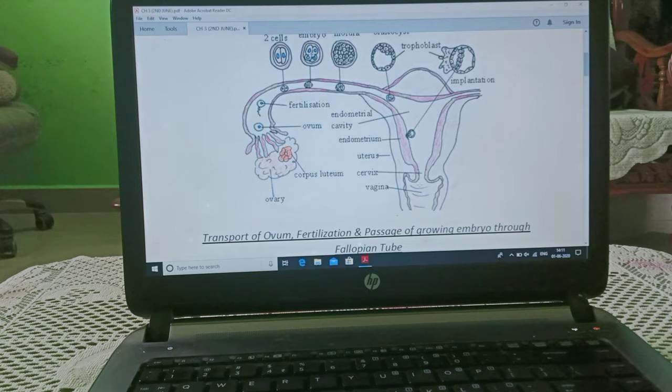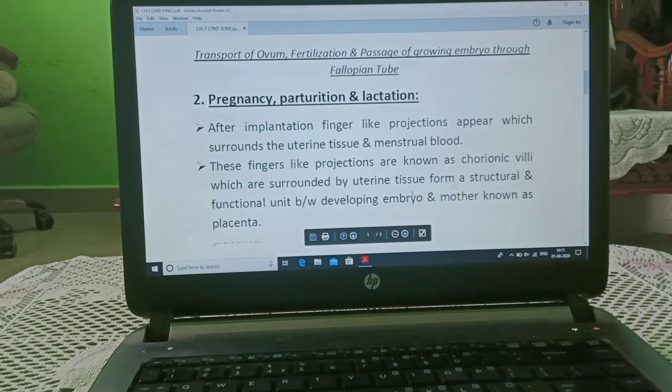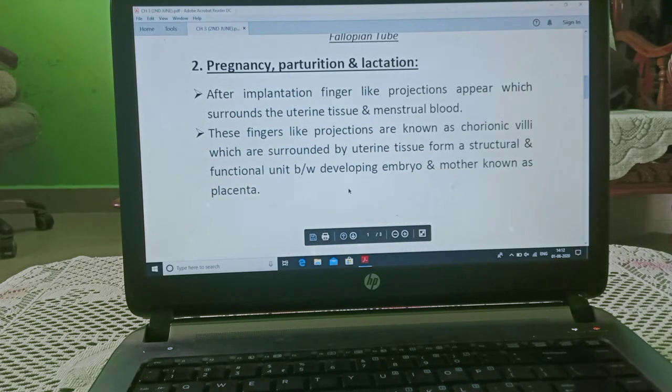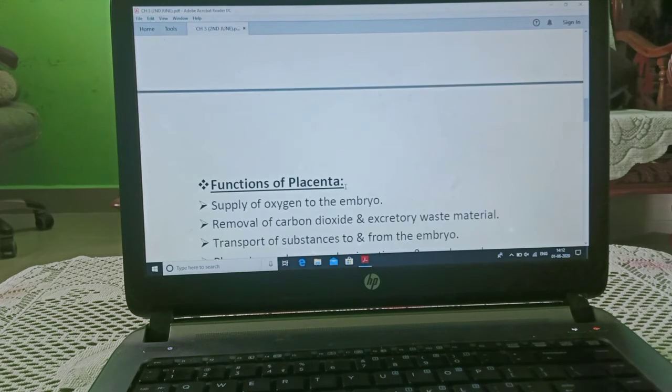Now you can see, this is the cervix, this is the vagina. Now, pregnancy, parturition and lactation. After implantation, finger-like projections appear which surround the uterine tissue and menstrual flow. These finger-like projections are known as chorionic villi, which are surrounded by uterine tissue to form a structural and functional unit between the developing embryo and mother, known as the placenta.